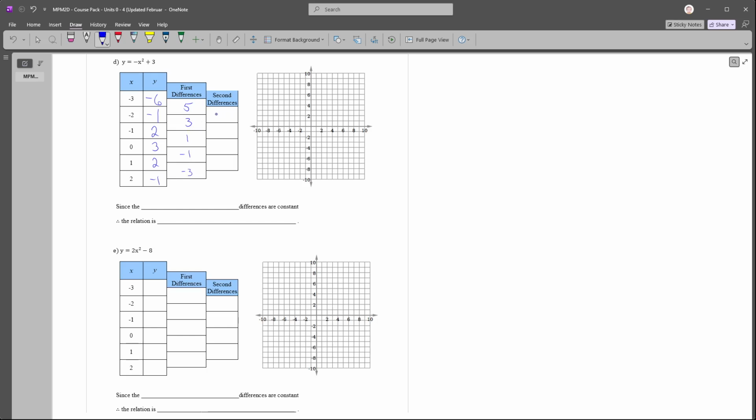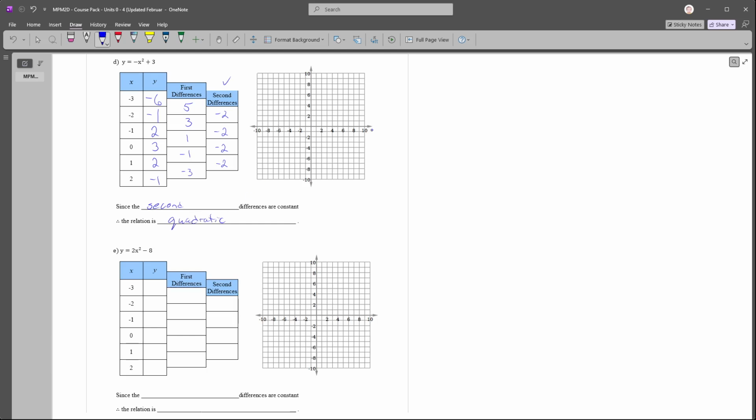3 minus 5, that's negative 2. 1 minus 3, negative 2. Negative 1 minus 1, negative 2. And negative 3 minus negative 1, negative 2. So we have second differences again. So since the second differences are constant, that means the relation is quadratic.